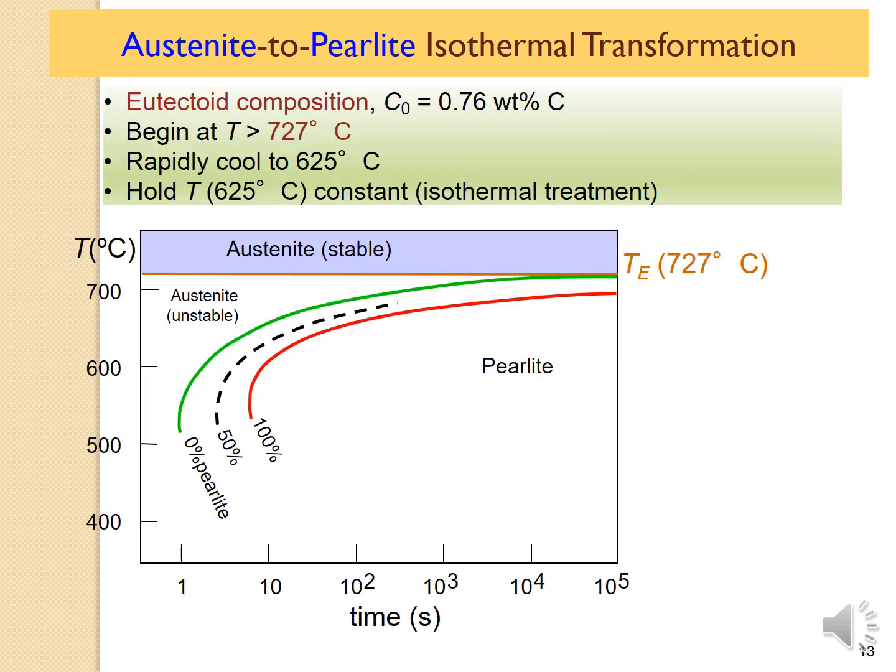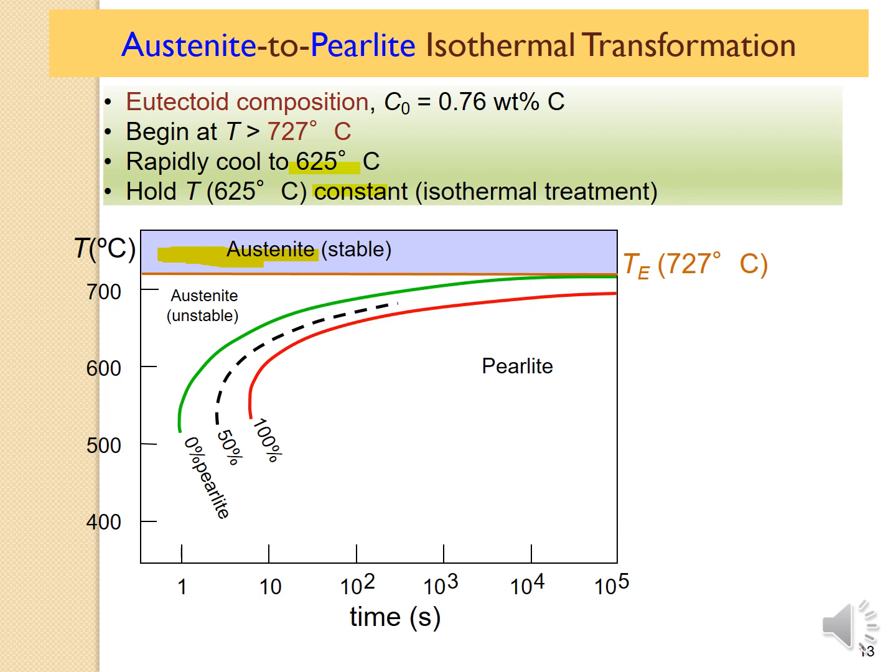So, austenite to pearlite isothermal transformation. We have the eutectoid composition where C0 equals 0.76% carbon, and the transformation will begin above 727 degrees Celsius, which means we are inside this austenite region, right? And we're going to rapidly cool to 625 degrees Celsius, then hold the temperature at a constant value, because TTT diagram is an isothermal treatment.